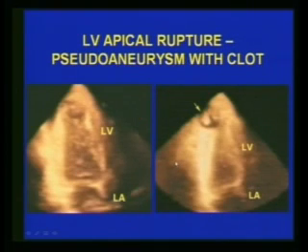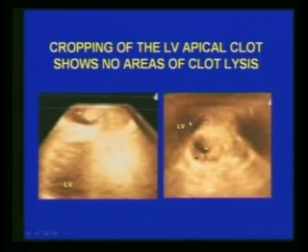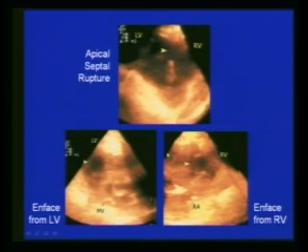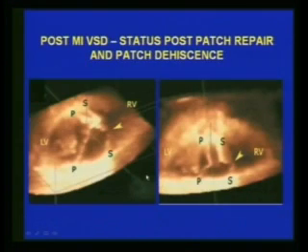Now this is an example of an apical rupture with a clot, and you can see a pseudoaneurysm with a narrow neck, and you can see the clot inside, and when you crop it, you find that there were no areas of clot lysis. And this is an example of an apical septal rupture on 3D echo. You can see the LV and RV, and when you view it en face from the LV side or from the RV side, you can see the VSD post myocardial infarction.